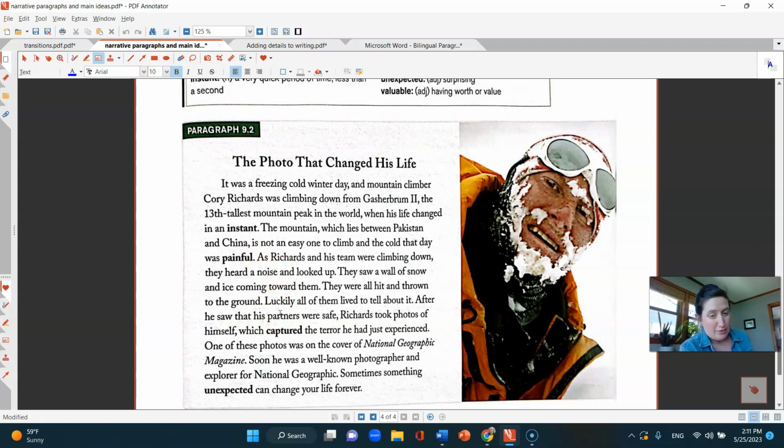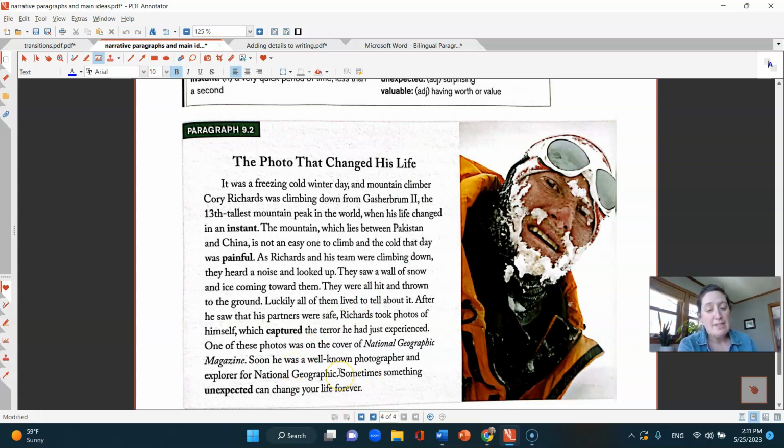So in the middle of the story, they see a landslide, snow and ice coming to them, and luckily they survived. So then we can see after he saw that his partners were safe, Richards took photos of himself, which captured the terror he had just experienced. One of these photos was on the cover of National Geographic magazine. Soon he was a well-known photographer and explorer for National Geographic. So this is the end kind of comment part about the end of the story.